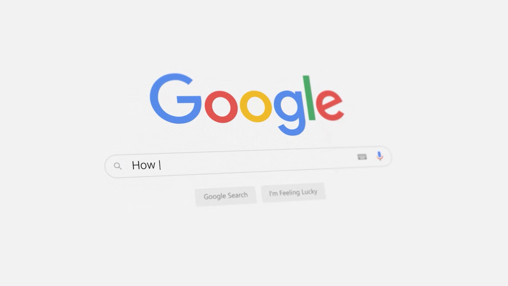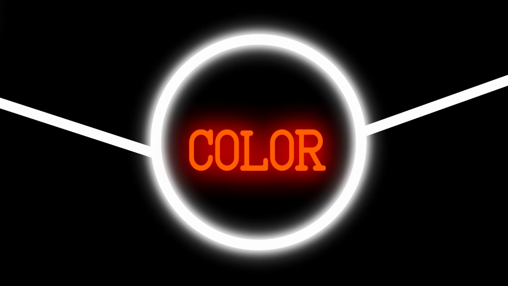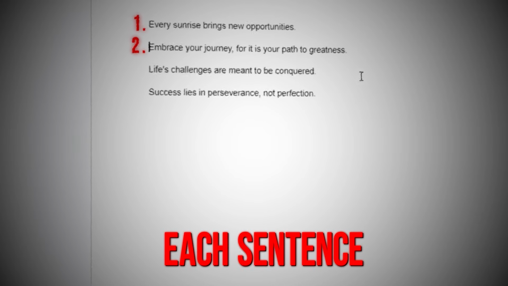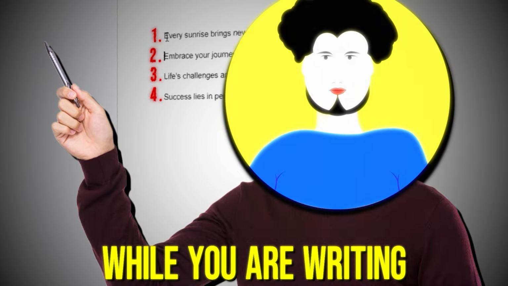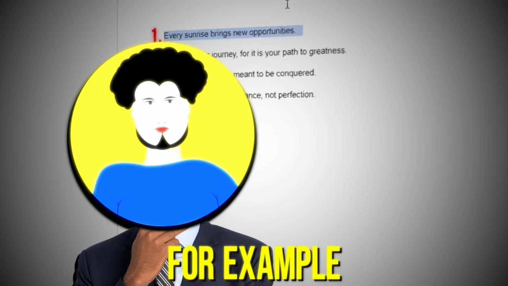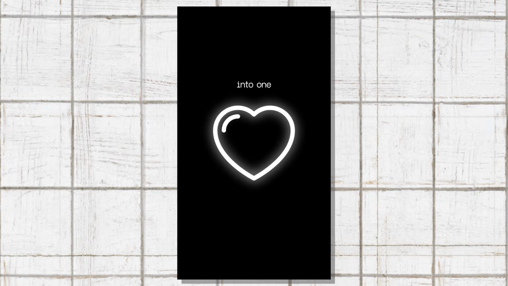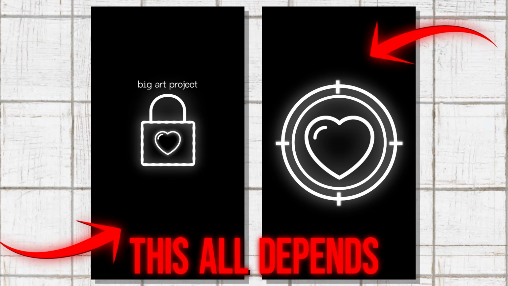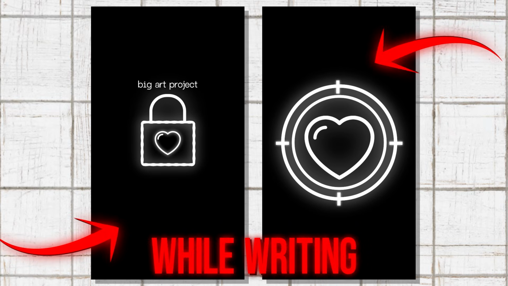However, you will need a great story to even start with the editing, which leads us to writing the script. Think of writing the script like each sentence is one scene. While you're writing, try to visualize how that scene should look. For example, the goal is to turn your life into one big art project. It can be animated like this, or even like this. This all depends on how you visualize it while writing a script.